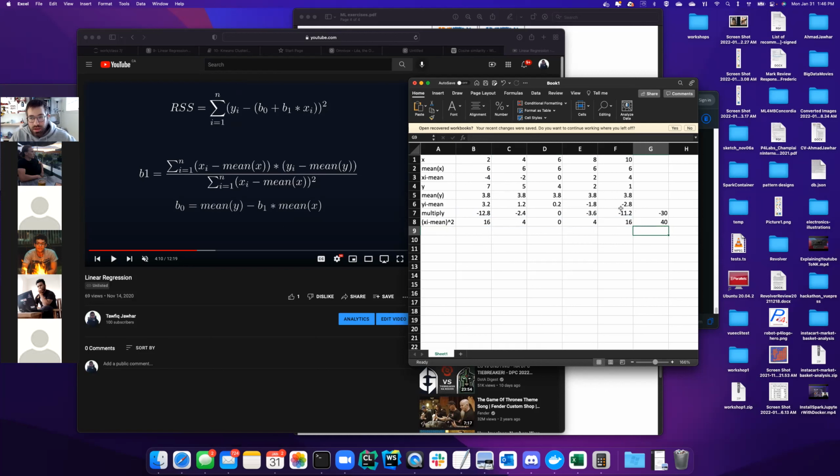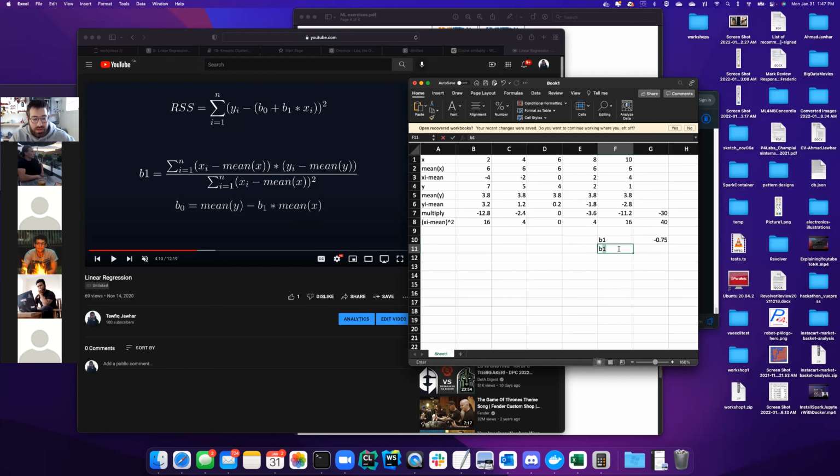So now to calculate b1, we only have to take minus 30 divided by 40. So minus 30 divided by this one here. And the slope is minus 0.75. So that's the slope of our line, the coefficient b1.